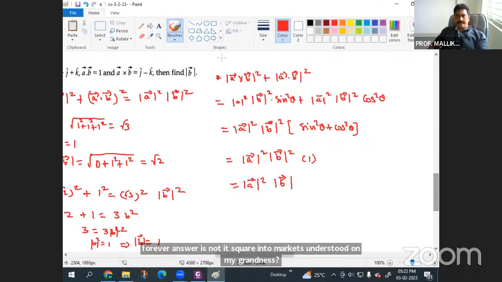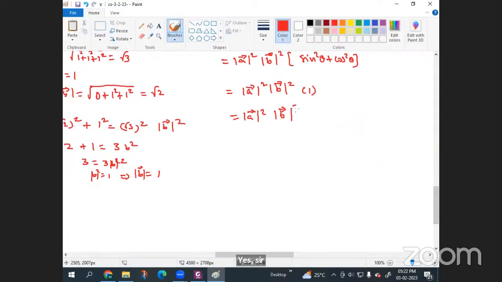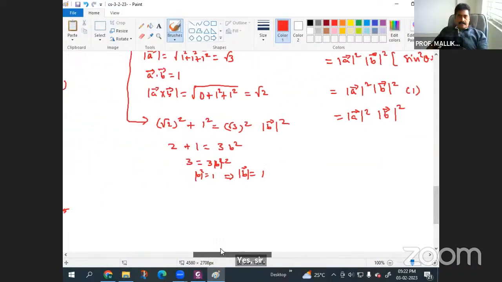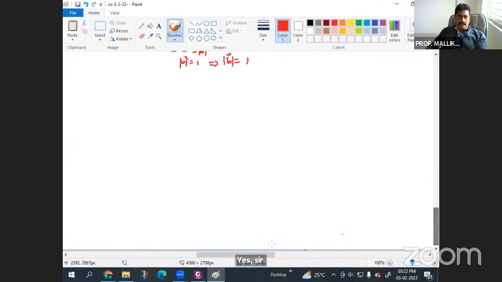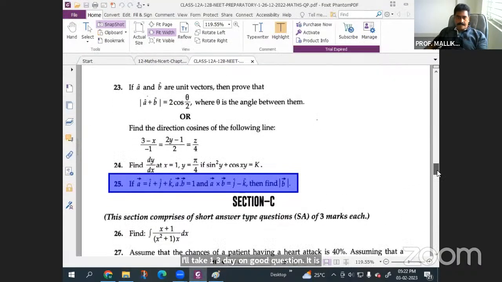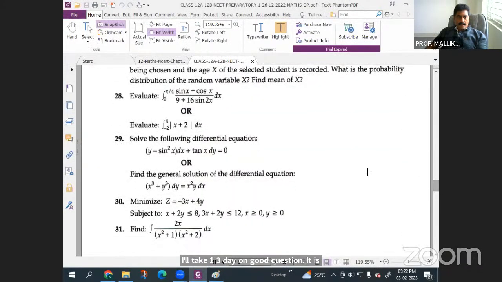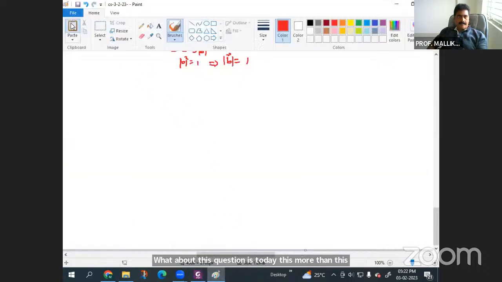Okay. Right. Yes, sir. Next. This is one question over. I'll take one 3D. One good question is there. What about this question? Yesterday we did this one, this modulus question. Yeah.